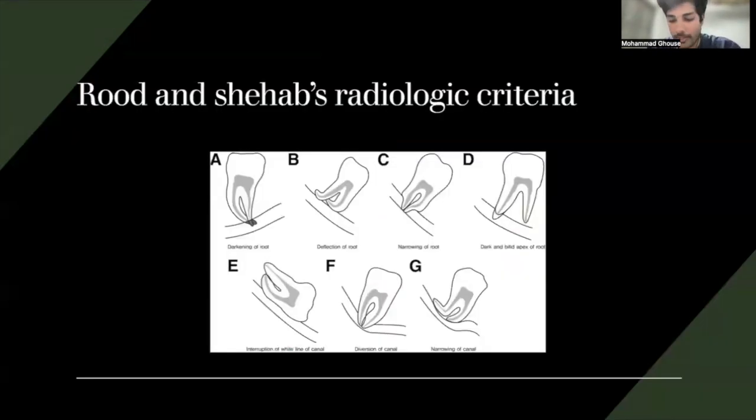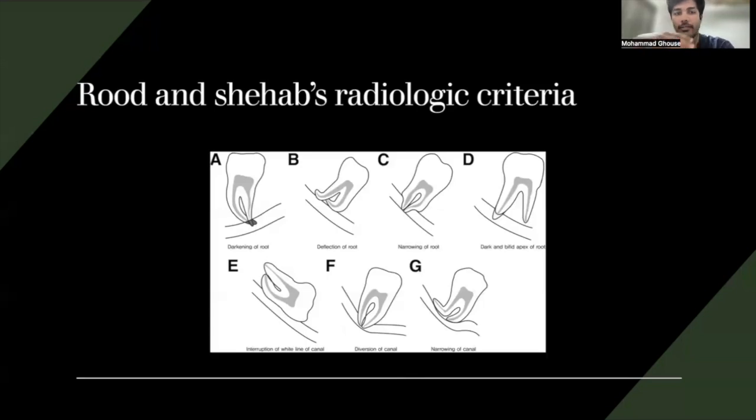So there are various preoperative steps which we can take in order to reduce the risk of nerve injuries, especially the inferior alveolar nerve and the lingual nerve injuries. So Rudenschab's radiological criteria, this is on a 2D radiograph. Basically he gave 8 criteria, that is darkening of the root, deflection of the root, narrowing of the root, dark and bifid apex of the root, interruption of the white line of the canal, that is the superior cortex of the canal, diversion of the canal, and narrowing of the canal.